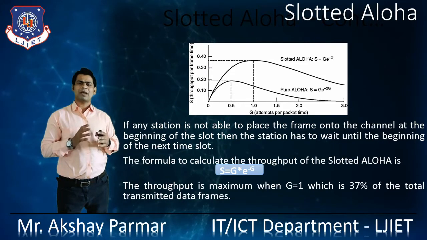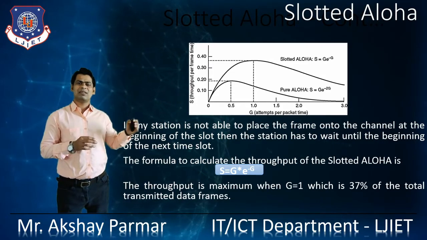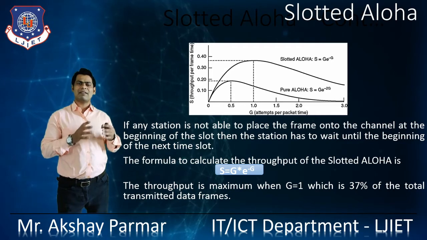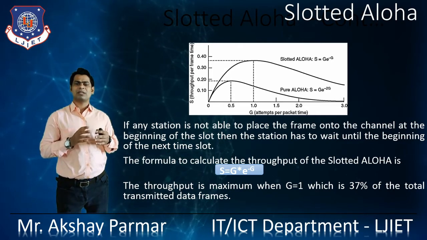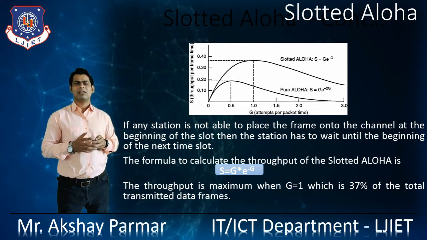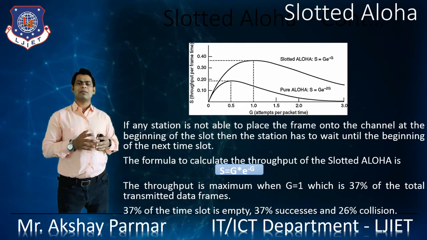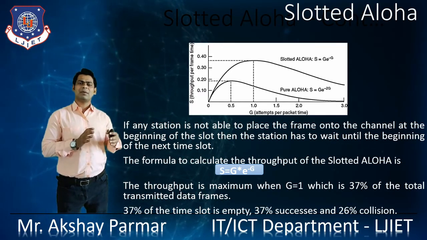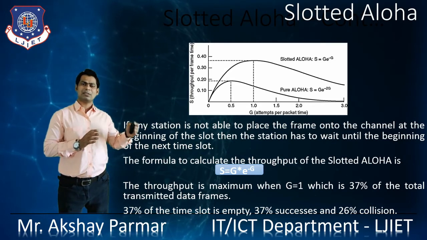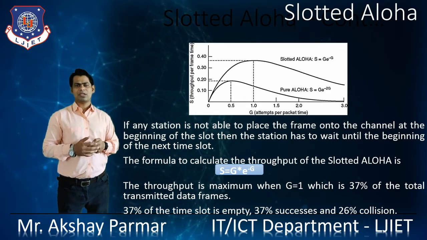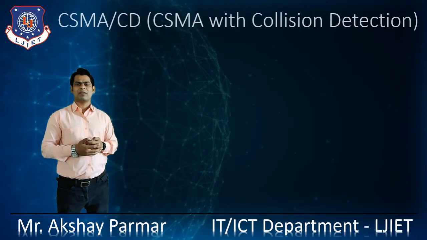The throughput is maximum when G is equal to 1, which is 37% of the total transmitted data frames, right? So this is about the slotted Aloha. 30% of the time slots are empty, 37% are successes, and 26% are collisions there. You can observe this in the figure.